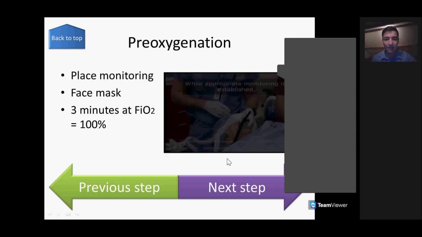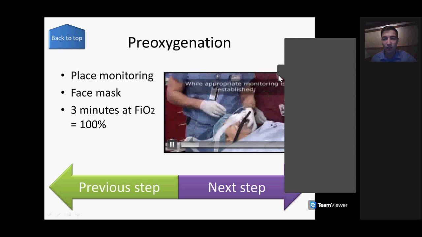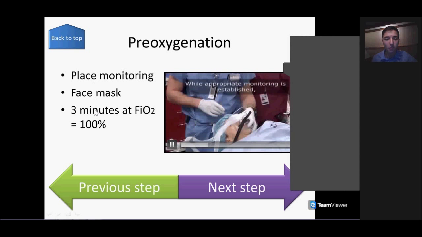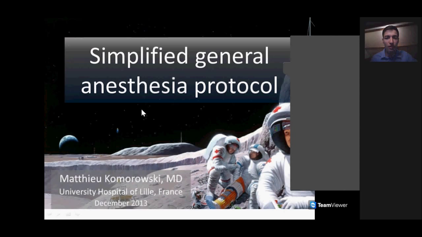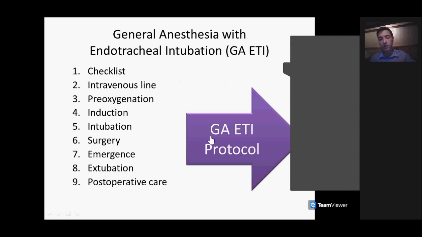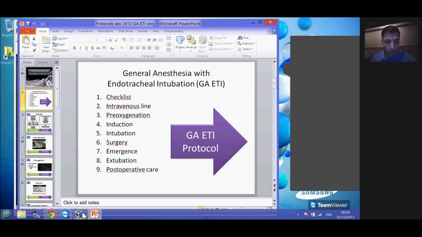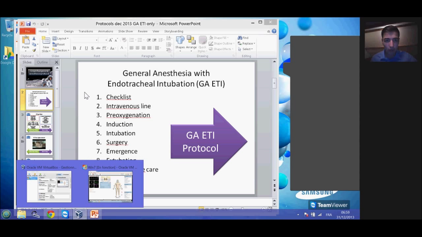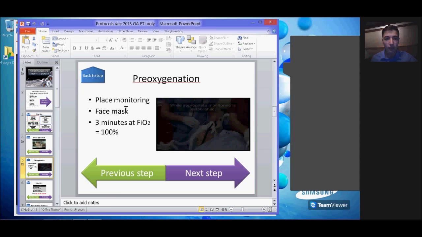So then what you do is you place the monitoring equipment, and then you start giving the patient oxygen. This is a really simplified protocol in which you don't even have the choice between general anesthesia with or without intubation. I just deleted the spontaneous ventilation one, so it's really straightforward for you. In the original PowerPoint, you had to choose between either with or without intubation. So it advises you to give oxygen.